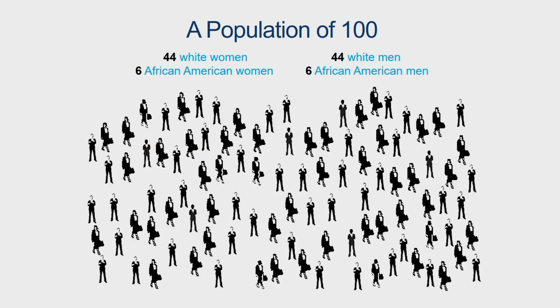Let us look at this population. Here we have a population of 100, constituting 44 white women and 44 white men respectively, and 6 African American women and 6 men respectively. Now, this is a population of 100 people and we want to draw a sample from it. If our research question has nothing to do with the ethnicity of the people that we are studying, then we might consider the sample frame to be all 100 persons here.